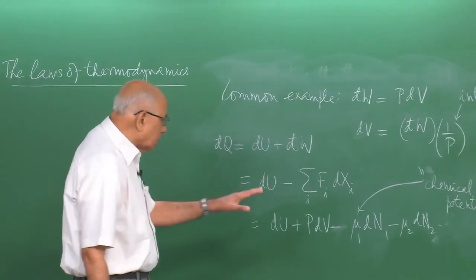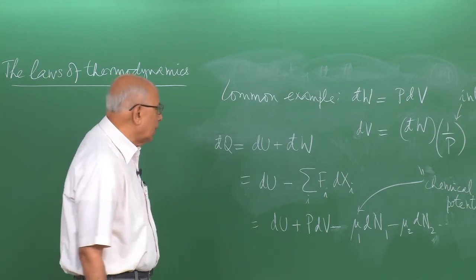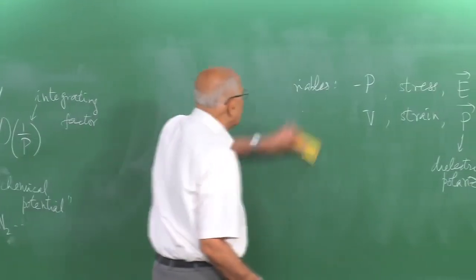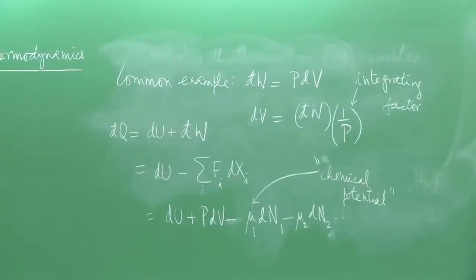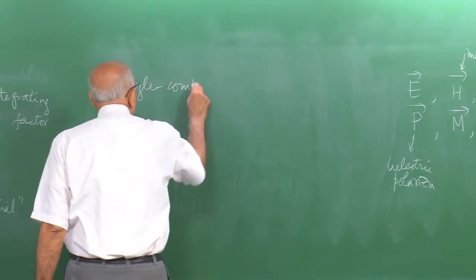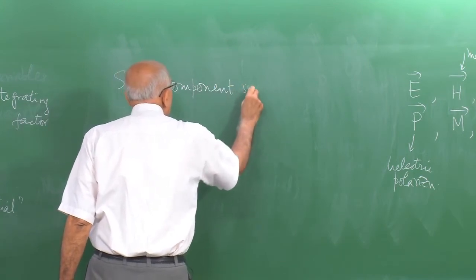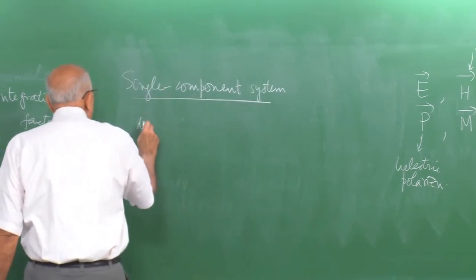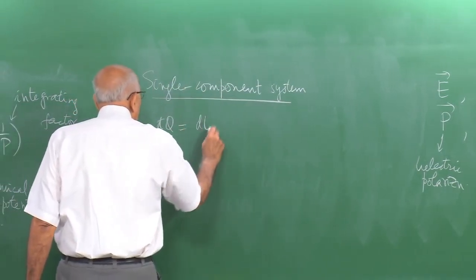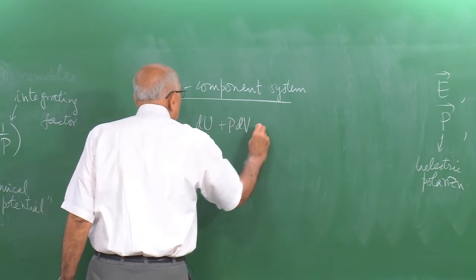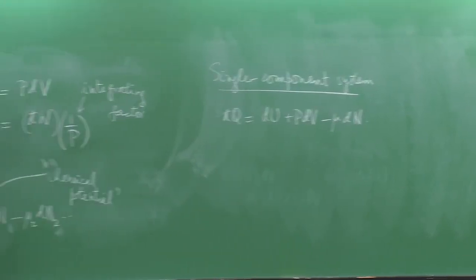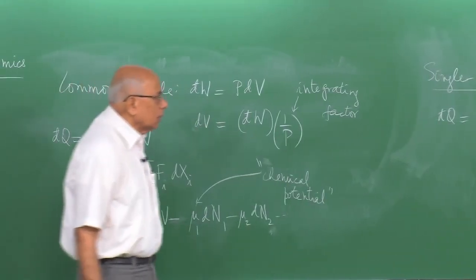So that is the general form of the first law of thermodynamics, and we will write this in the following way for our purposes. Let us look at a single component system. The first law of thermodynamics then is dq equal to du plus p dv minus mu dn. A single component with chemical potential mu, it is equal to this.